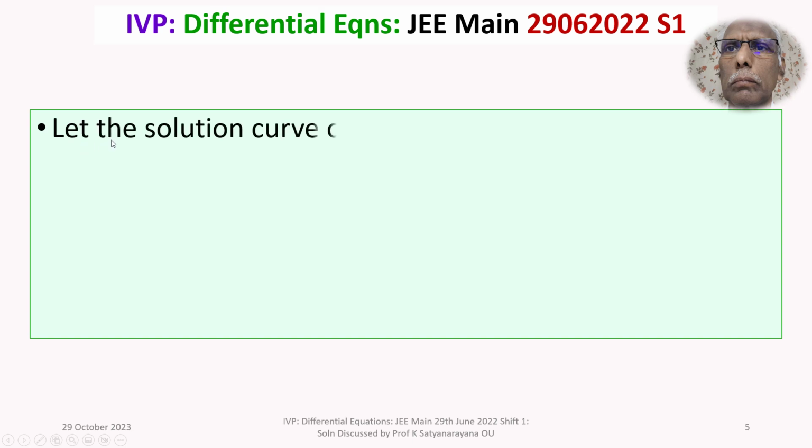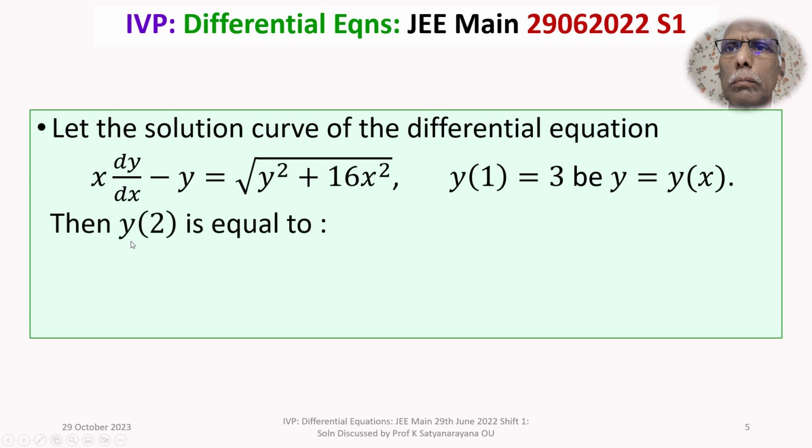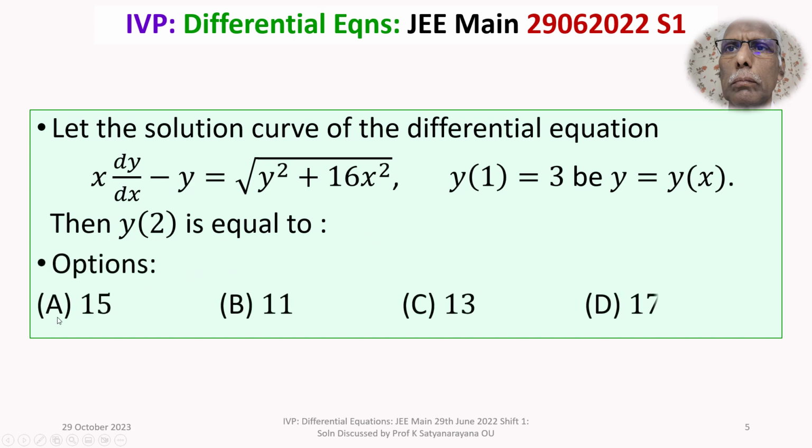The given question is, let the solution curve of the differential equation x dy by dx minus y is equal to under the square root of y square plus 16x square, y when x is equal to 1 is given to be 3, be y is equal to y of x. Then y when x is equal to 2 is equal to, we are given 4 options. Option A 15, option B 11, option C 13, option D 17.